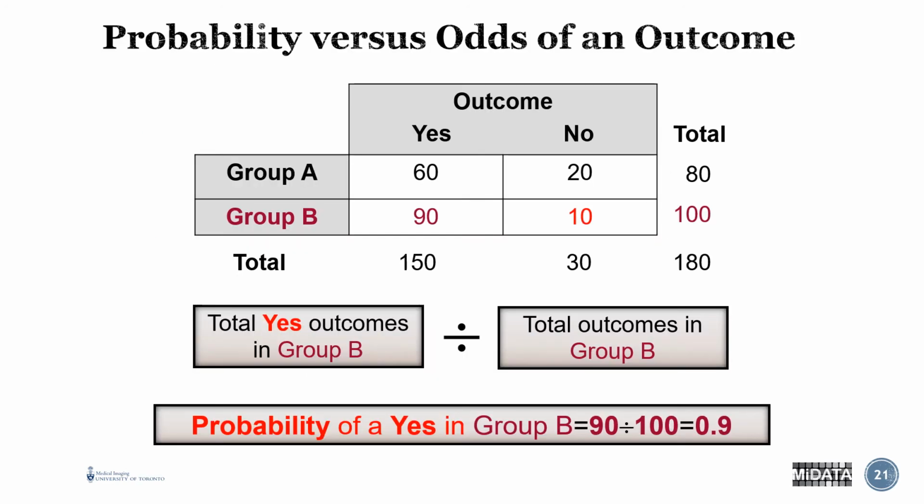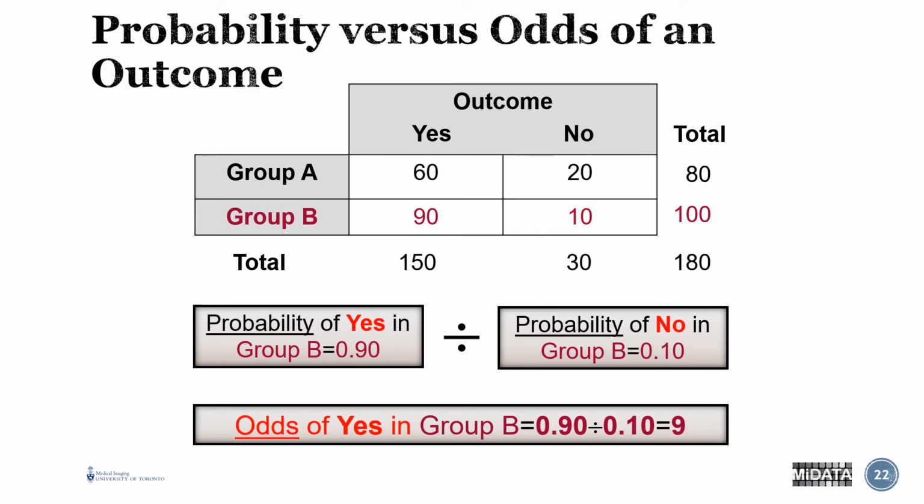Let's have a look at the differences between probability and odds of an outcome. In the case of probability, it is simply the proportion of positive outcomes over the total number of outcomes. So for example, the probability of yes in group B here would be the total number of positive outcomes, so yes, there's 90, over the total number of possible outcomes for group B, which is 100. So then the probability of yes in group B is 0.9. This is quite straightforward.